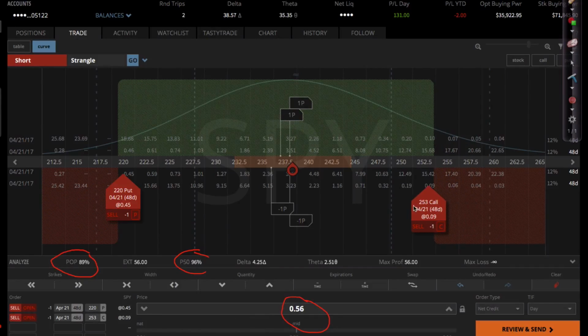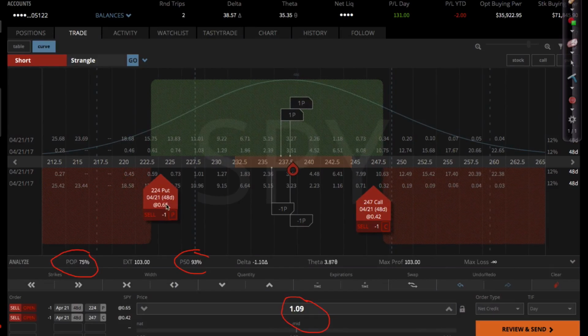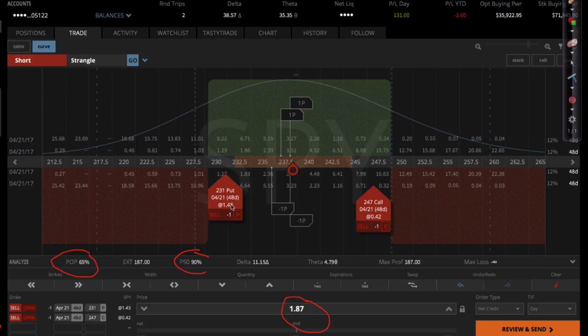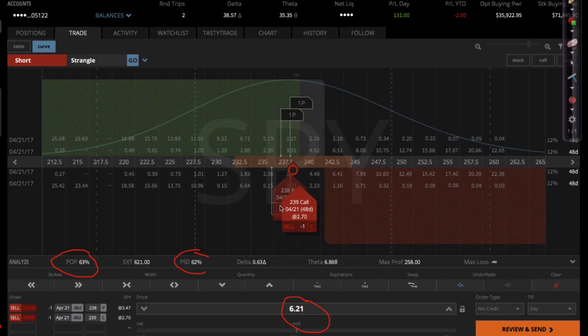You see the probability is reducing, right? Probability is going down, down, down, down, down, but my credit is going up, up, up, up, up. And as I get closer to the money, I get right at the money, my credit is really big, but my POP is 61%, and my probability to get 50% of my credit is only 50%.